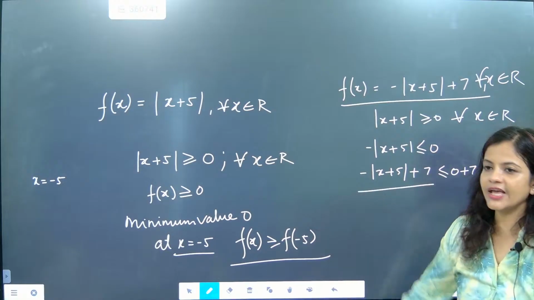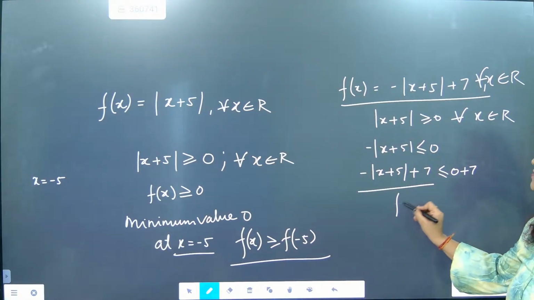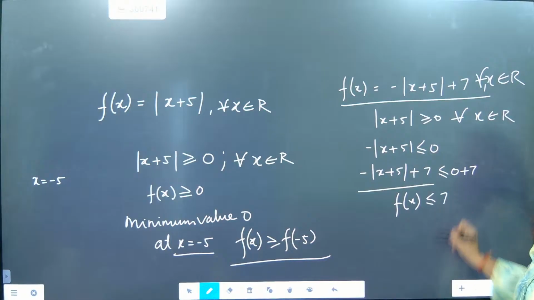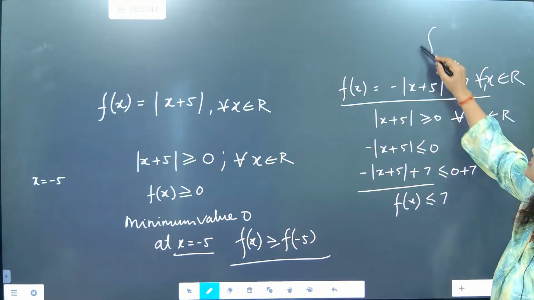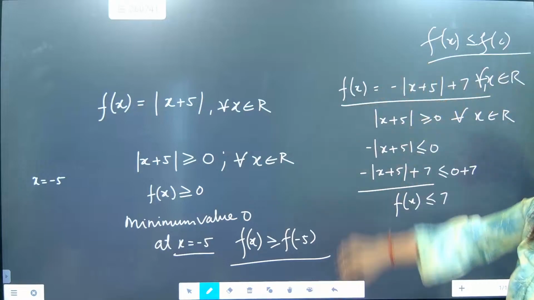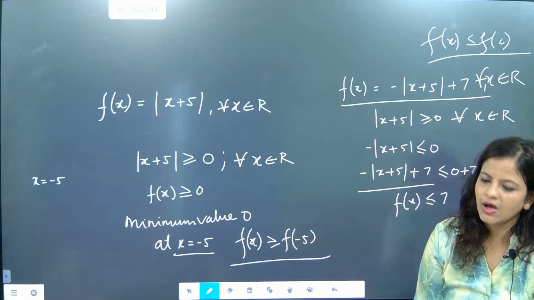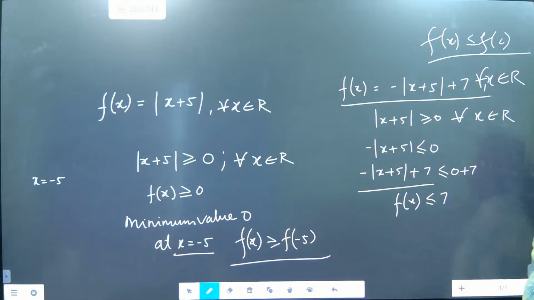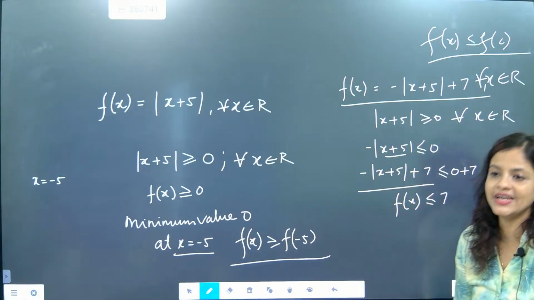Now this part came. Now what is this? This is nothing but f of x. Now f of x is less than or equal to 7. Wherever the less-than concept is there, this concept itself says that it is maxima. What is your maximum value? 7. When will you get the maximum value? Check, when x will be equal to -5.